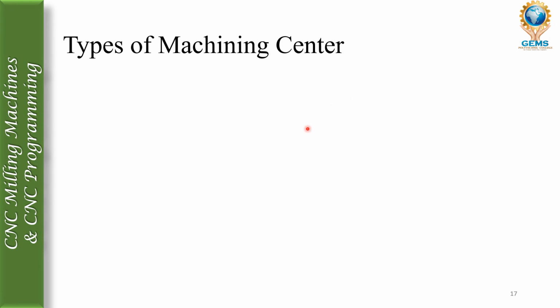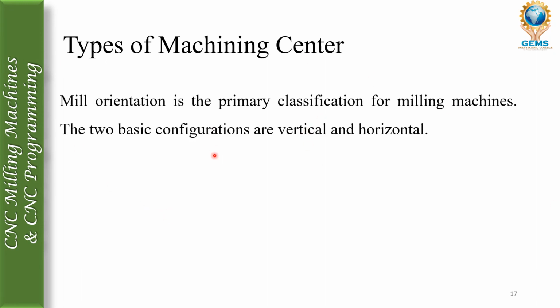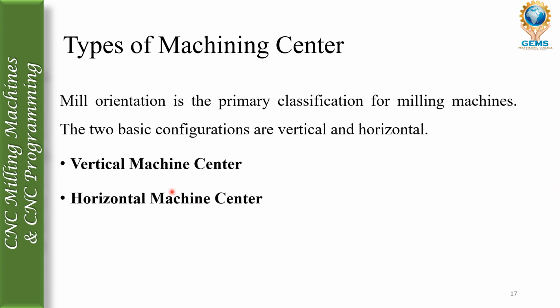Let us see the types of machining center. Mill orientation is the primary classification for milling machines. Mill orientation means how the milling machine is oriented based on the axis. The two basic configurations are vertical and horizontal. So we have the vertical machining center, horizontal machining center, and the universal machining center, which combines both vertical and horizontal.